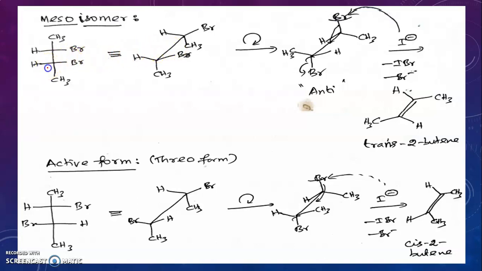I'll take this as the front carbon and this as the rear carbon. In the front carbon, place the methyl group down, bromine on the right-hand side, and hydrogen on the left-hand side. Then in the rear carbon, the upward methyl, just bring it down. Then keep the hydrogen left and bromine right as such. So this is the Sawhorse conformation for the meso isomer.